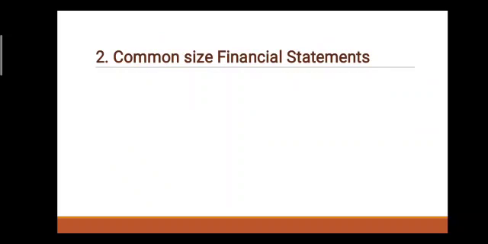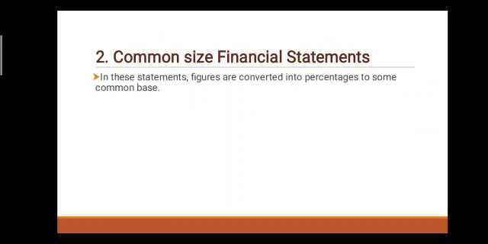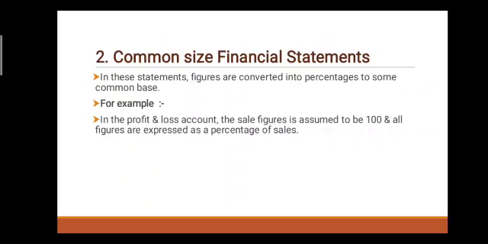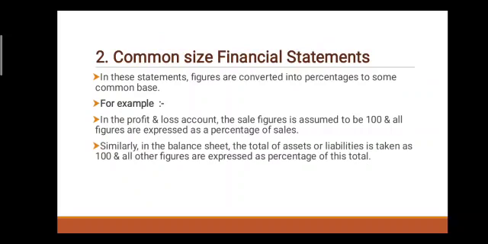Second, common size financial statements. In these statements, figures are converted into percentages to some common base. For example, in the profit and loss account, the sales figure is assumed to be 100 and all figures are expressed as a percentage of sales. Similarly, in the balance sheet, the total of assets or liabilities is taken as 100 and all other figures are expressed as a percentage of this total.